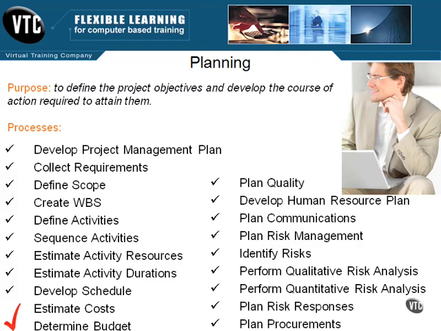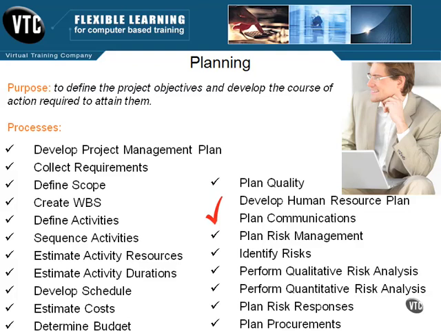Moving on to our quality-related process within the planning process group, we have Plan Quality. Plan Quality is responsible for identifying and determining how to satisfy the quality standards and documenting how compliance will be shown. Next, we have Develop Human Resource Plan. Here, we're identifying and documenting the project roles, responsibilities, and reporting relationships, and creating the staffing plan.